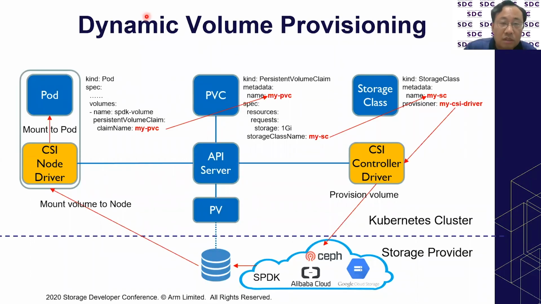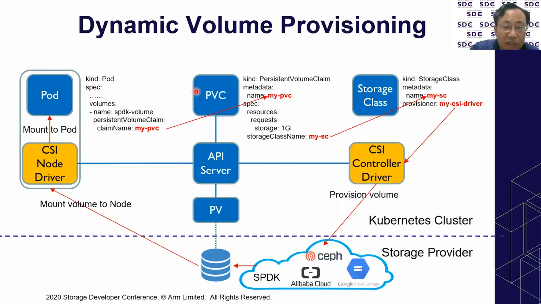This picture may be easier for understanding what I just said. You can see the upper half is the Kubernetes cluster, and the bottom is a storage provider. The storage provider may be some cloud storage provider, a Ceph cluster, or our SPDK cluster. This is a pod, the workload. This pod wants to use storage provided by this storage provider. So how can it achieve this goal?